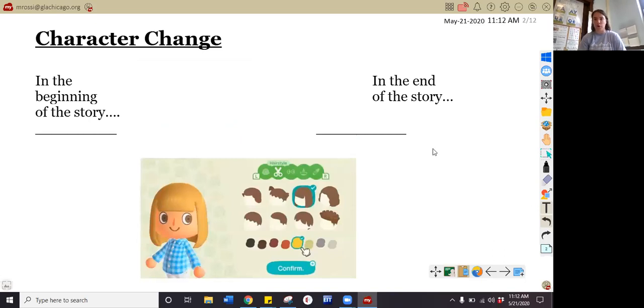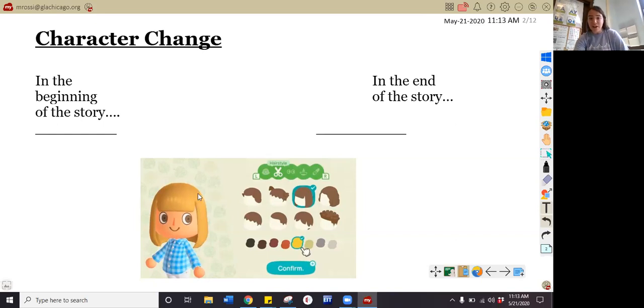Friends, I'm sorry, this formatting got a little messed up today, but we also are going to talk about character change. Remember, character change is when a character changes from the beginning of the story to the end of the story. So in the beginning of the story, a character is one way, but in the end of the story, a character is another way. Character change is how a character changes in the story.